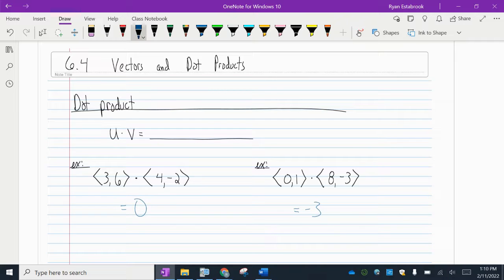8 times 0 is 0. Like 3 times 4 would be 12, and then it'd be minus 6, -2. The 0 is going to be 0. And then 1 plus a -3, which is 0 minus 3. And that'll give you... Oh, okay. So yeah, it works for the same. Because it'll be positive.